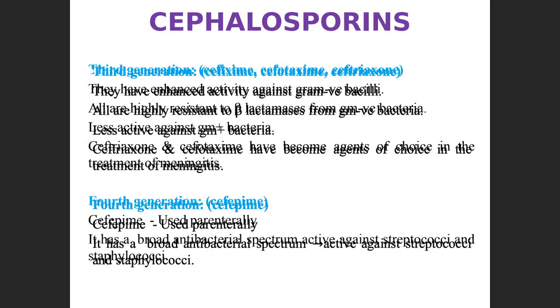So now we have the third generation. It has more activity against gram negative bacteria, and they are also resistant to the beta-lactamase enzyme secreted by gram negative bacteria. However, they have less activity against the gram positive bacteria. Among these third generation drugs, the two important ones, ceftriaxone and cefotaxime, have become the agents of choice in the treatment of meningitis.